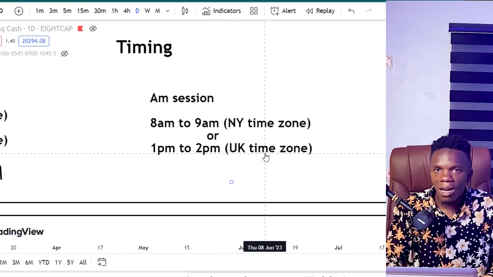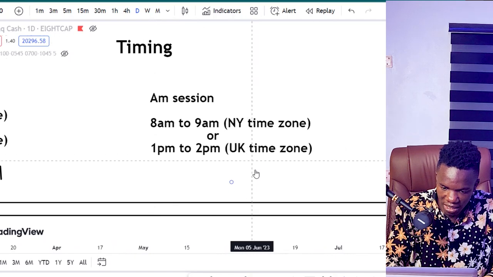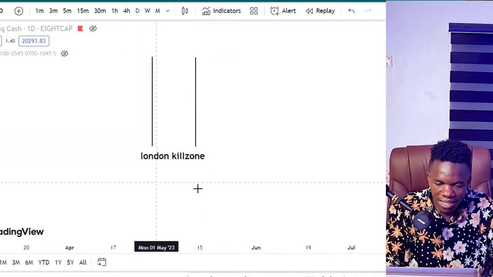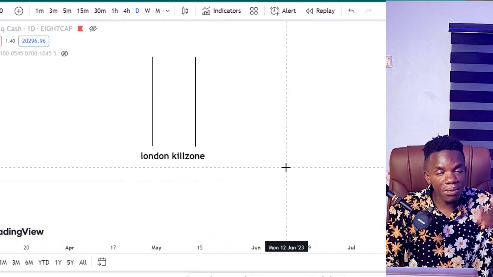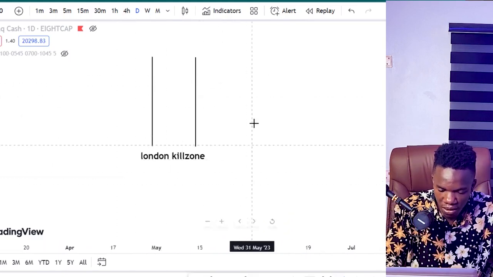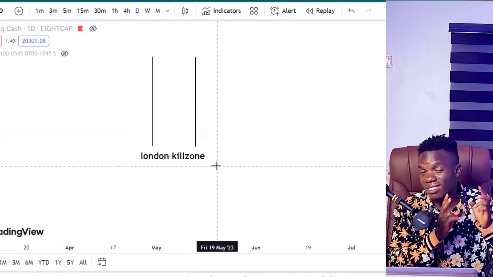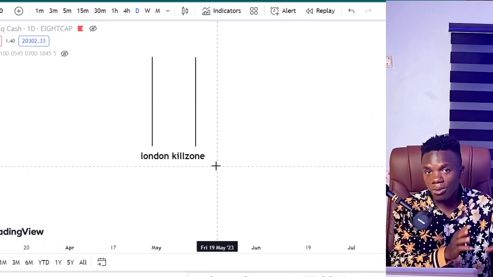All right. Now, before this session of the market, this London key zone price action must have completed. Before the AM session starts in the morning, this London key zone price action must have completed. Remember, if you are an ICT trader, we have two primary key zones we use, the London key zone and the New York key zone.